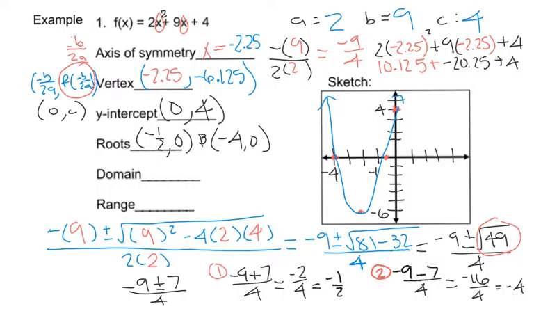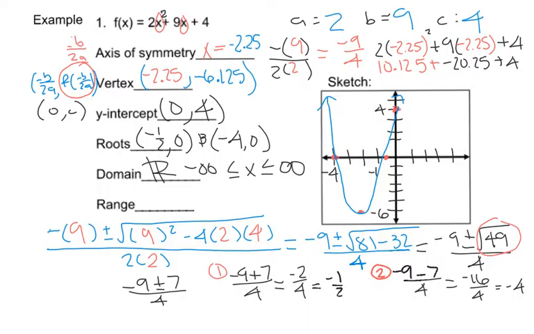All right, so for the domain, which is, left to right, notice I see arrows at the end, so that means it has no restrictions. So technically it is all real numbers. Or you can write negative infinity less than or equal to x, which is less than or equal to positive infinity. Okay, either one is acceptable.